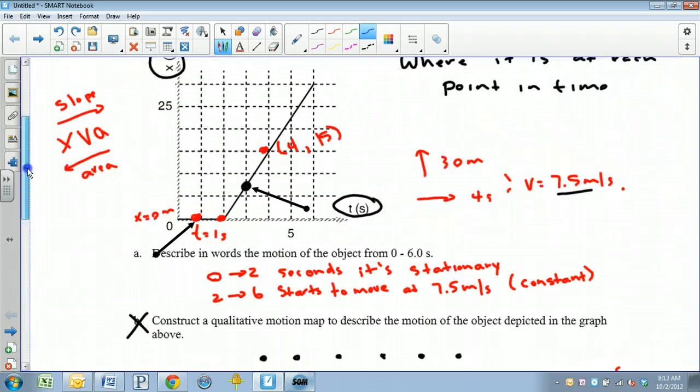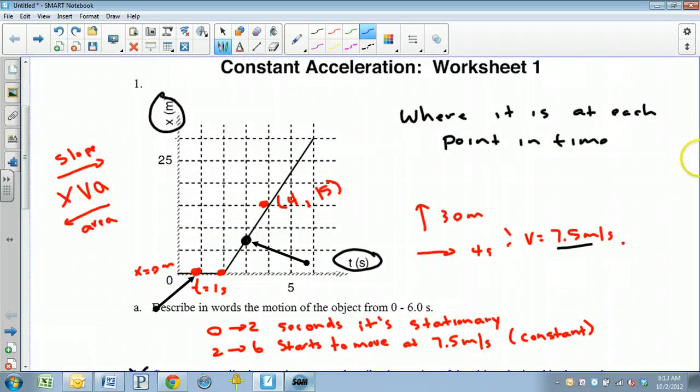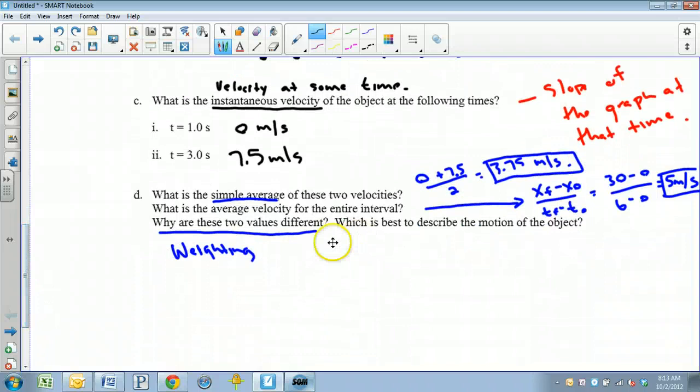Because when we look at the graph up here, it is not proportional. We're traveling at 0 meters per second for 2 seconds and then 7.5 meters per second for 4 seconds. So it's not equal timing. If they were equal timing, then these two averages would be the same. The best way to describe the motion of the object is likely this average velocity right here, because it does take into account the weighting of the objects. So this is the best right here, because it takes into account the fact that we're traveling at 0 and then traveling at 7.5.